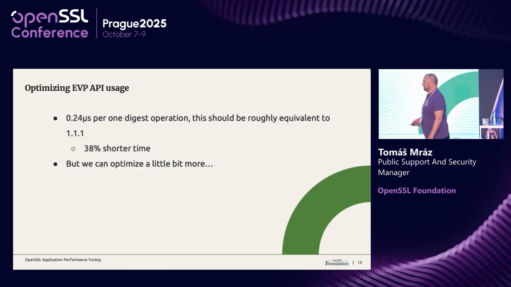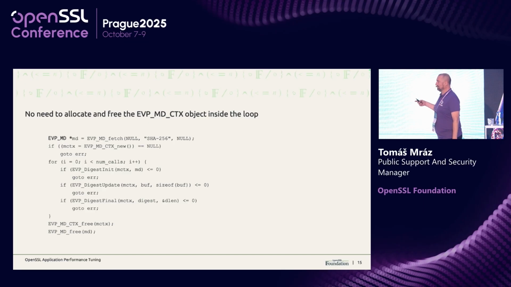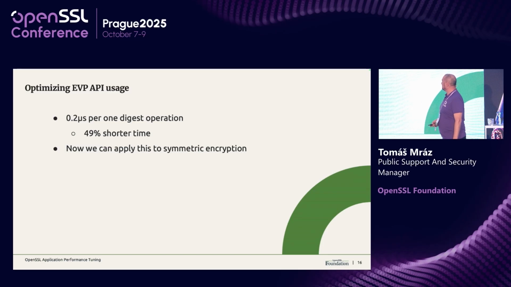We can actually optimize this a little bit more if we do this. After fetching, we can also allocate the context, and we don't need to reallocate it every time. Yeah, we can reuse the context because the EVP digest init will reset the context to some clean state. So with this optimized code, it takes just now 0.2 microsecond per one operation, and it's 49% shorter than the original code.